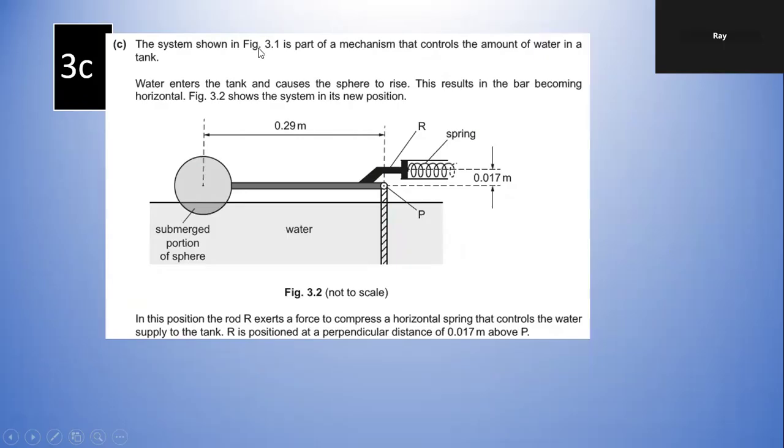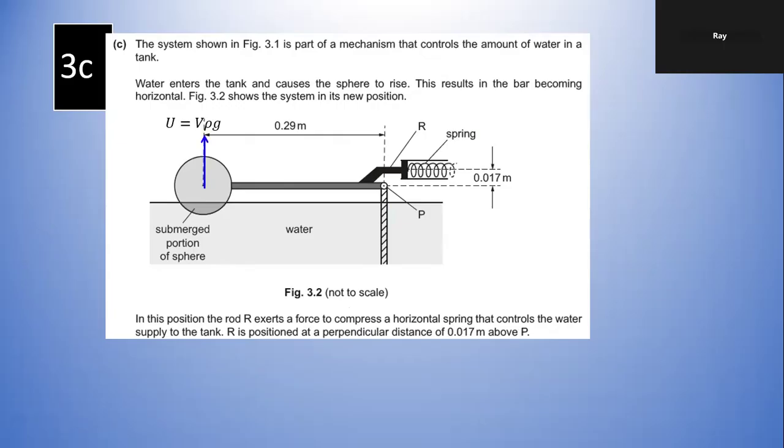The system shown in figure 3.1 is part of a mechanism that controls the amount of water in the tank. Water enters the tank and causes the sphere to rise, with the result that the bar becomes horizontal. Figure 3.2 shows the system in the new position. The rod R exerts a force on the compressed horizontal spring that controls the water supply to the tank. R is positioned perpendicular. They give you the distance. Here's your R.